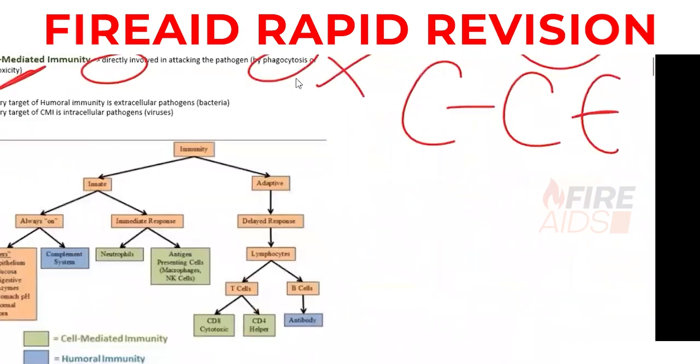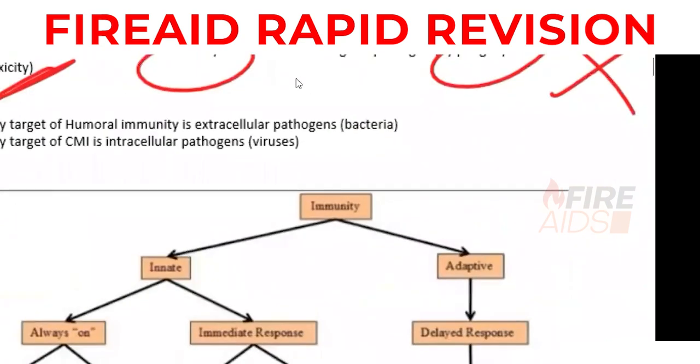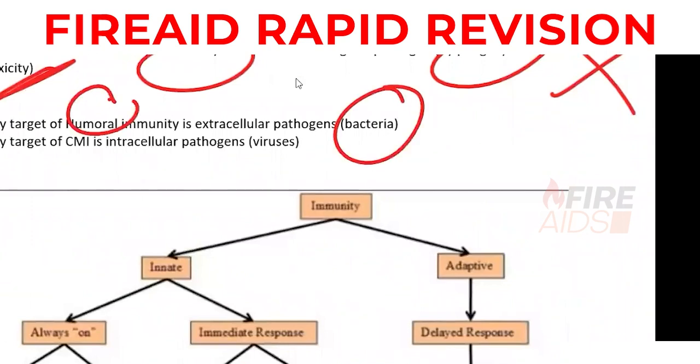Okay, now there is going to be a target for both of these. Humoral immunity, indirectly attacking, mostly targets bacteria, that is extracellular pathogens. But cell mediated immunity deals with whatever is happening within the body, so it focuses on intracellular pathogens, that is the viruses. So humoral means bacteria, cell mediated means virus. That is the next point.